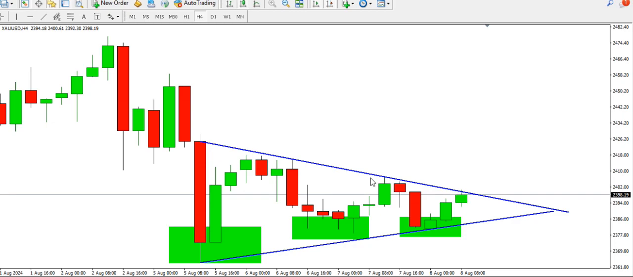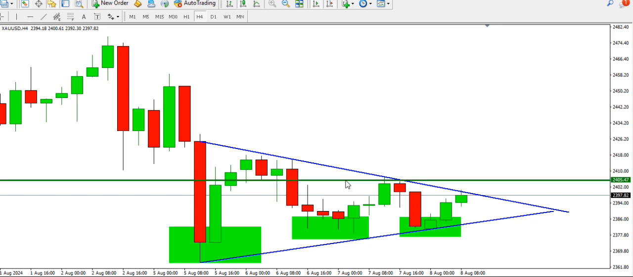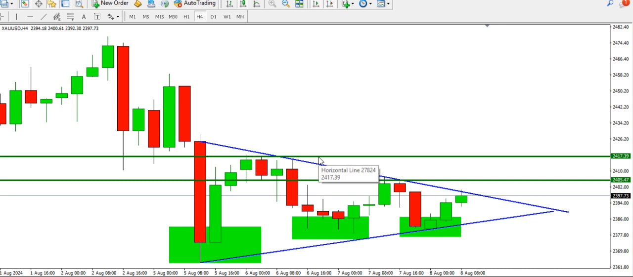A close above this descending trend line will indicate that price will first of all test this resistance area at 2400, and then attempt to get to another resistance area at 2417. That is if price is reacting to this triple bottom candlestick formation.